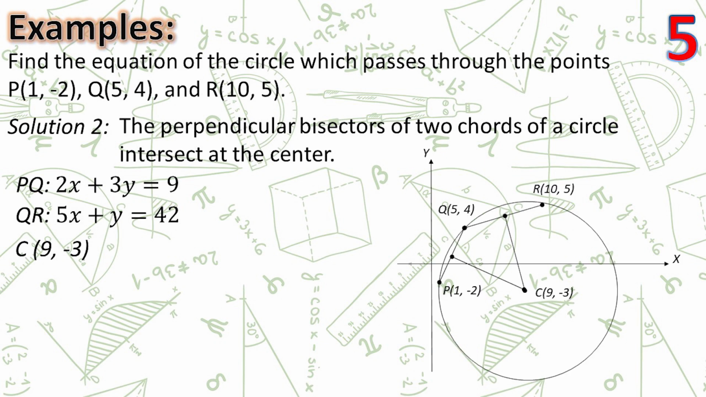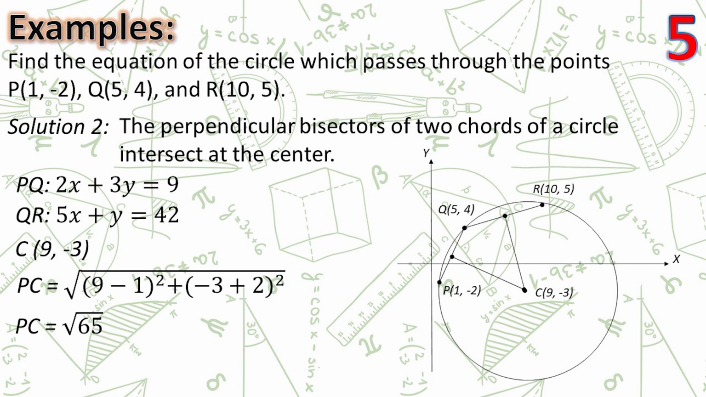Then we can choose from any points P, Q, and R and find the distance between the point and the center. That will be our radius. Let us choose point P. So PC, using the distance between 2 points formula, PC is equal to the square root of 9 minus 1 squared plus negative 3 plus 2 squared. We get PC is equal to the square root of 65. So we substitute the coordinates of the center and the length of the radius to the standard form of the equation of the circle. We'll get x minus 9 squared plus y plus 3 squared equals 65.